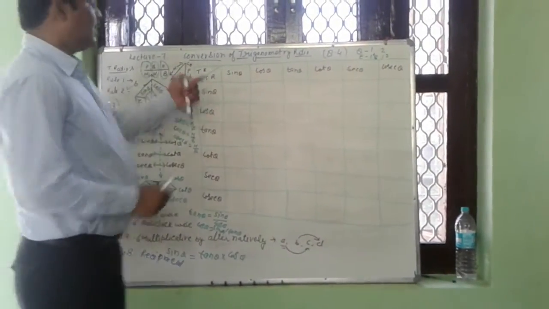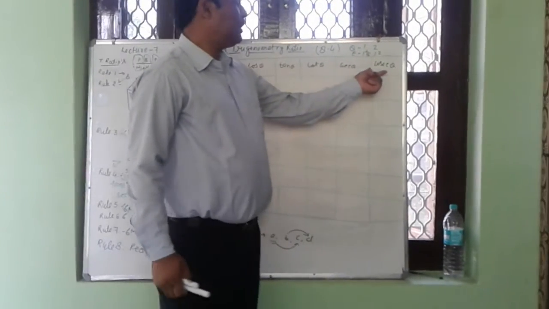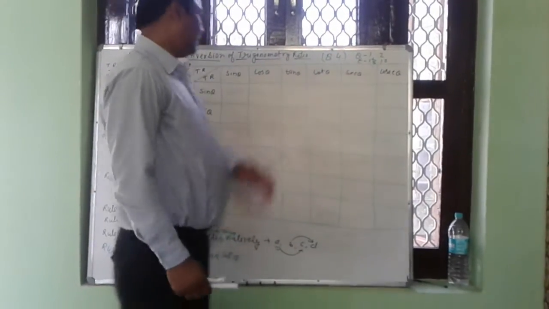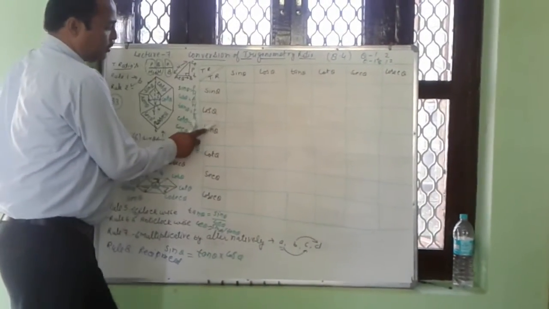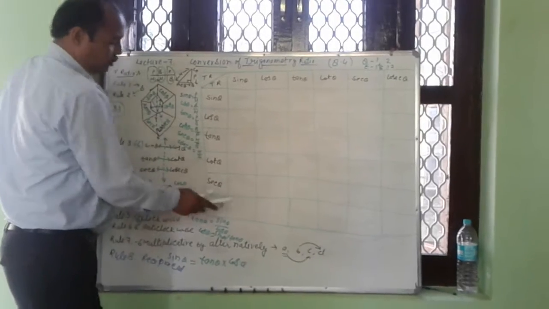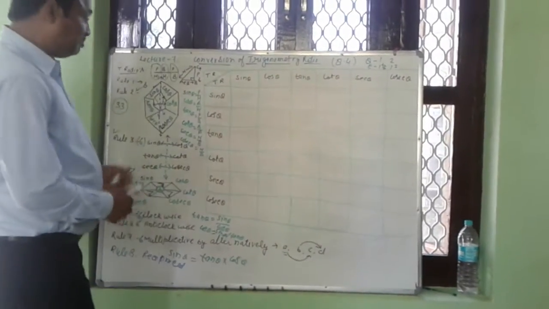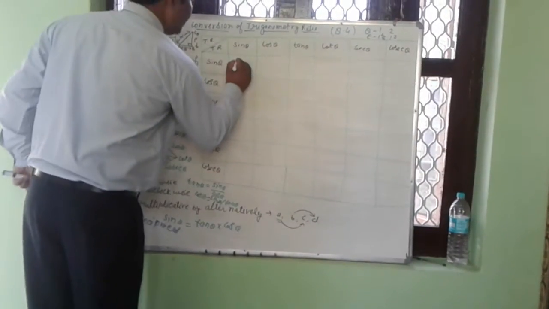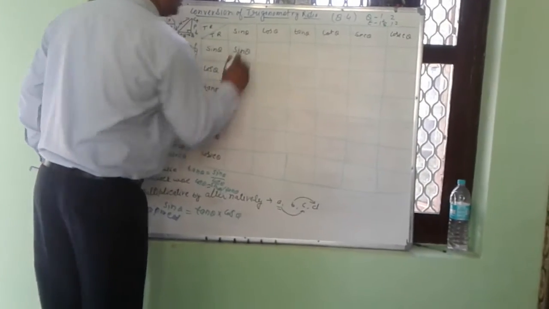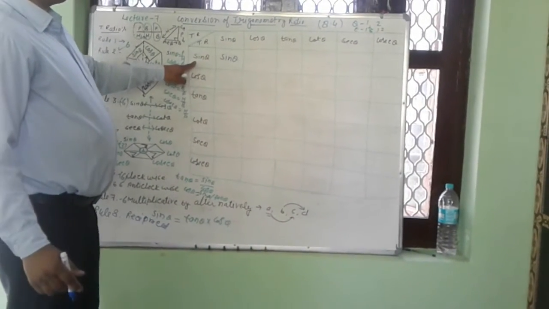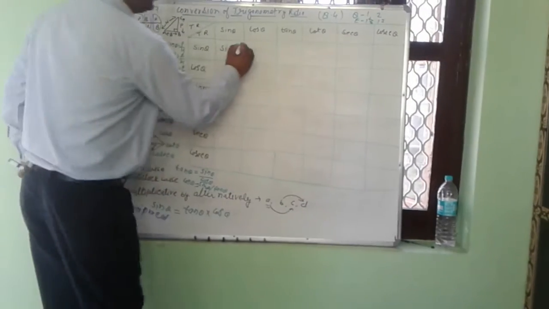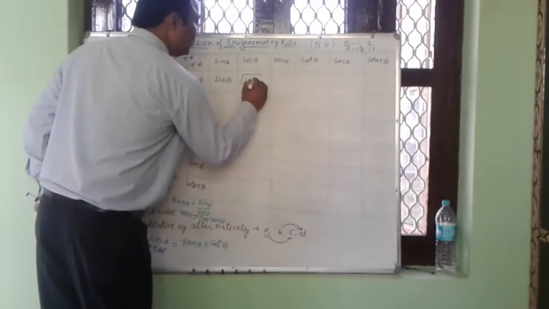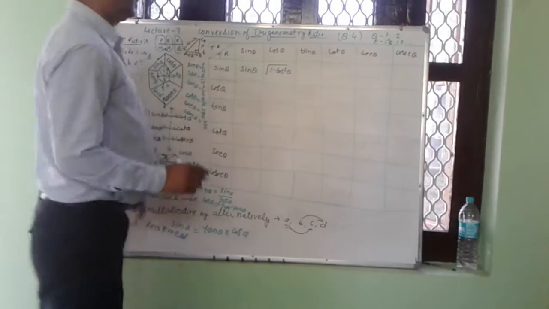Now 36 identities are coming in this way. Here are the T ratios we have written: sin theta, cos theta, tan theta, cot theta, sec theta, cosec theta, and similarly the same from here. Now if sin theta is changed into sin theta, we can write it as it is. This is sin theta. If we want to change sin theta into cos theta, that is root 1 minus cos square theta.